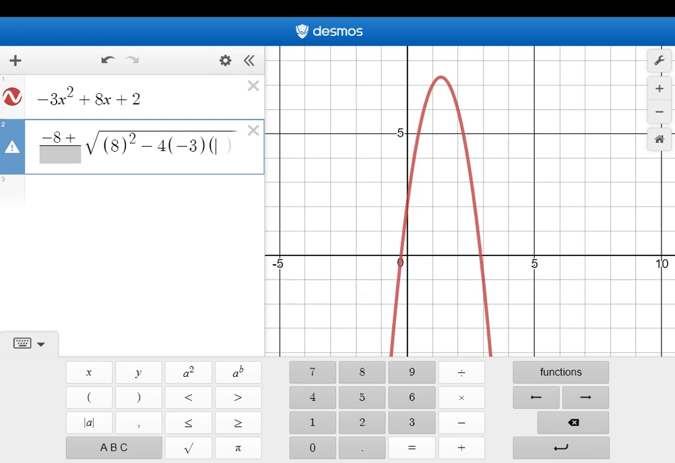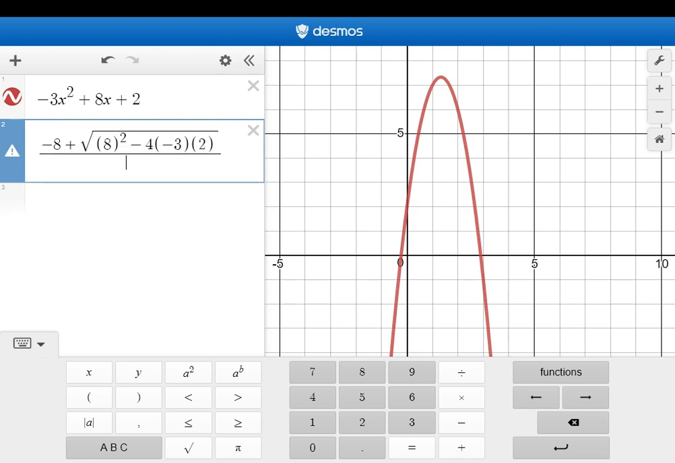Oops, this is not all in there. I'll have to fix this. Times your c value. Now, all of this should be up in the radical, up in the top of that fraction, all divided by 2 times a. Your a value in this case is negative 3.